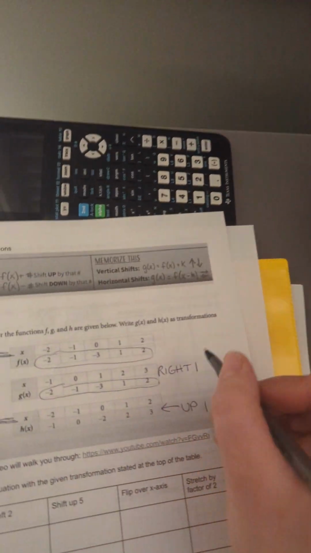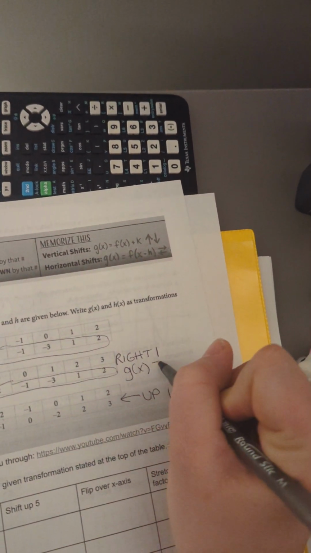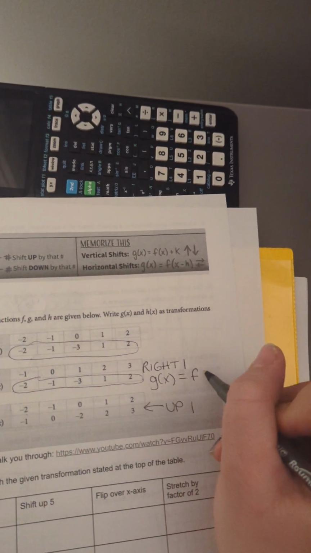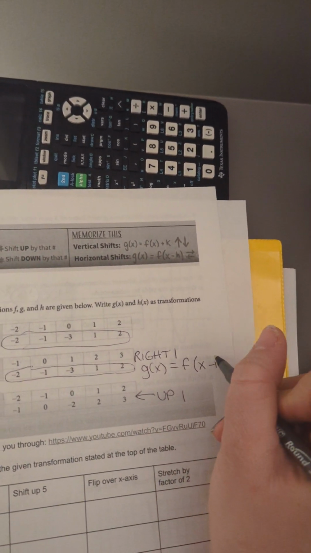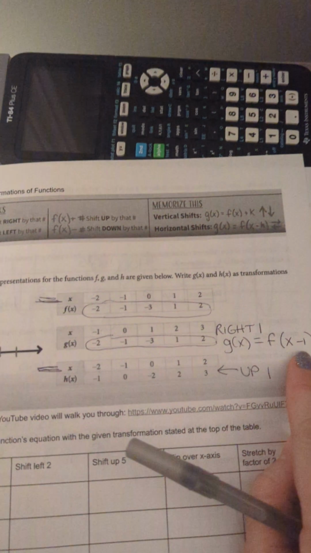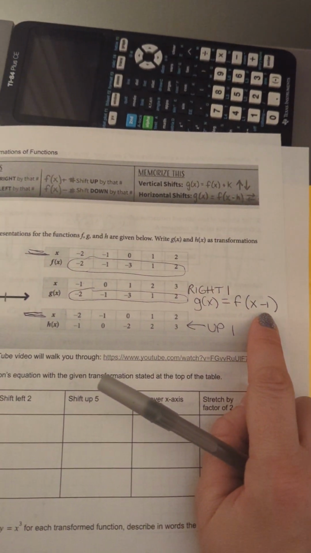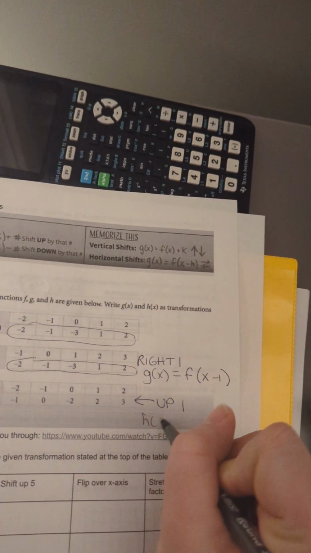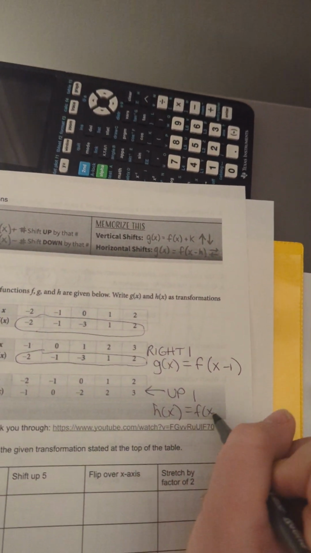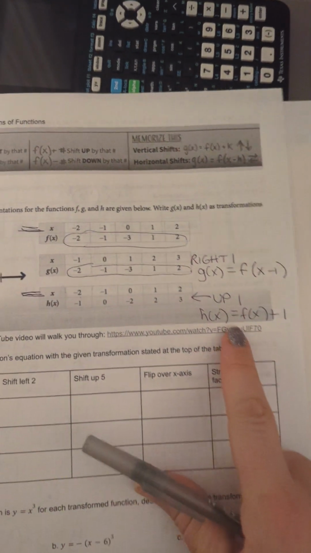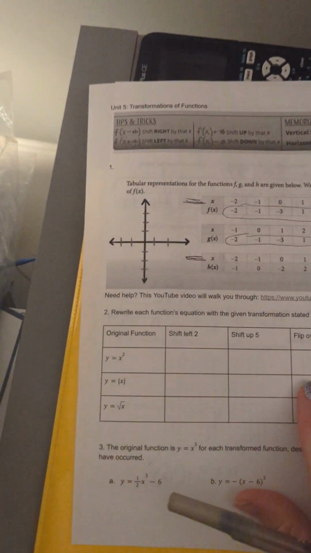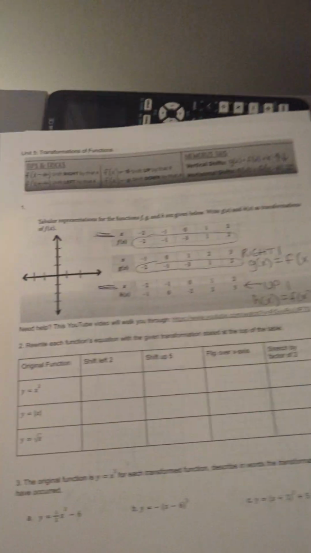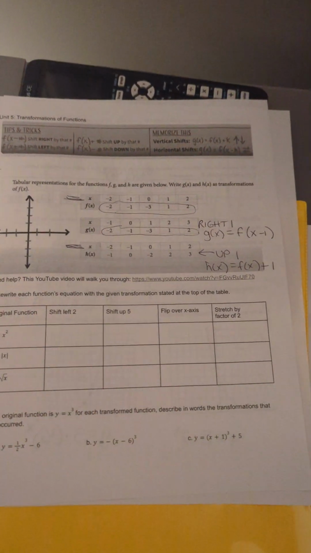So let's see, g of x is equal to this function f. How do I go right 1? X minus 1 in parentheses shifts everything right 1. How do I shift it up 1? So h of x must be f of x shifted up 1. And there's a YouTube video if you want to use the electronic version that explains that a little better.